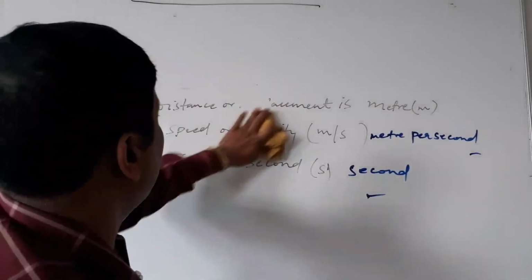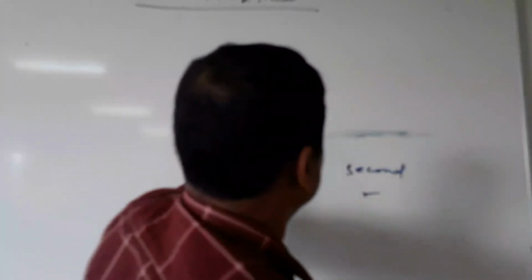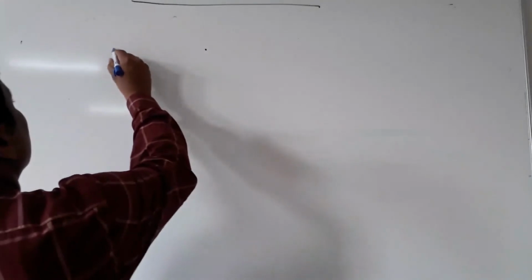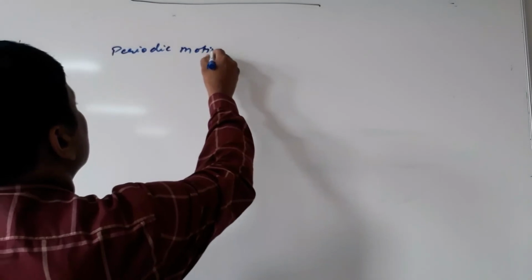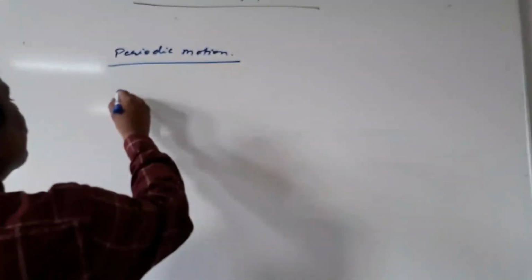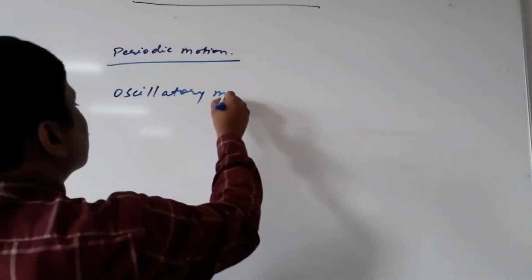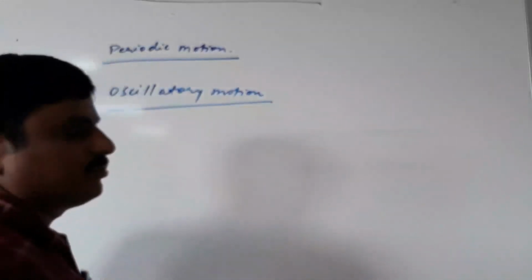Next, other terms which are related with this chapter are different types of motion. Here, periodic motion. Oscillatory motion. All these motions you will have to study.